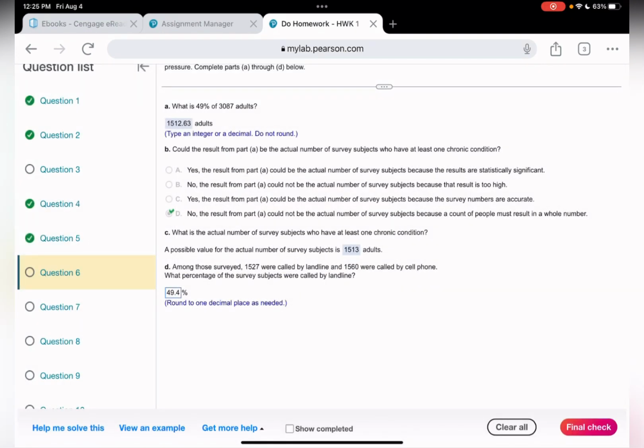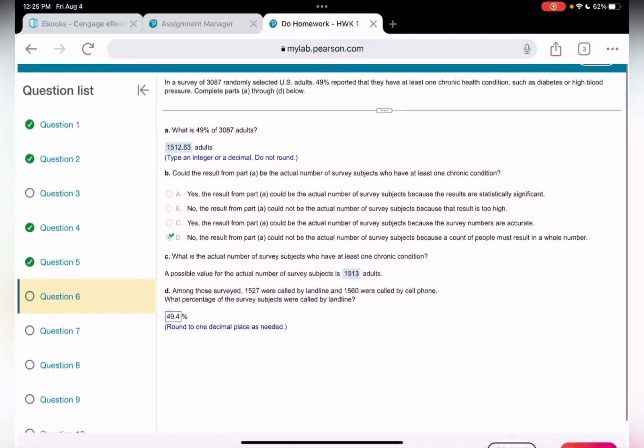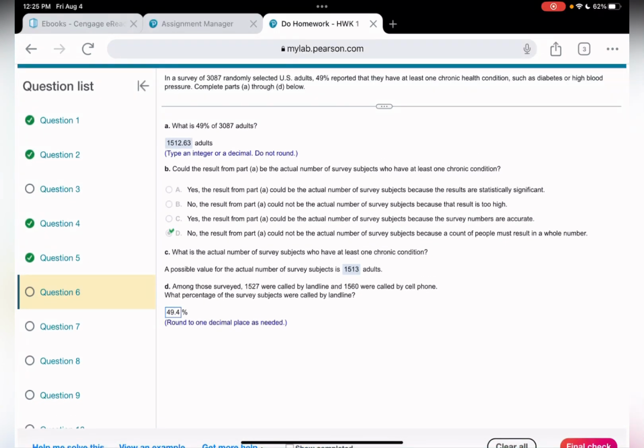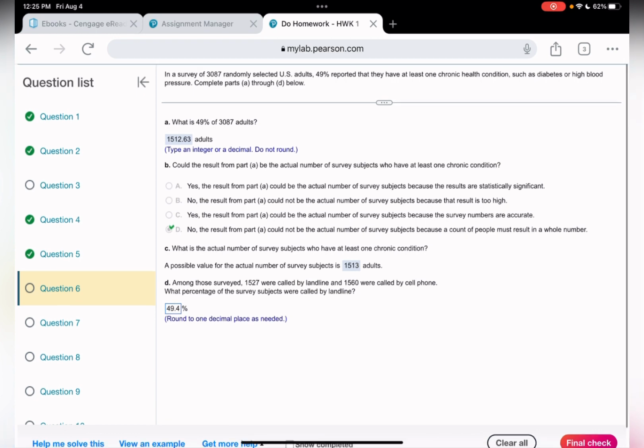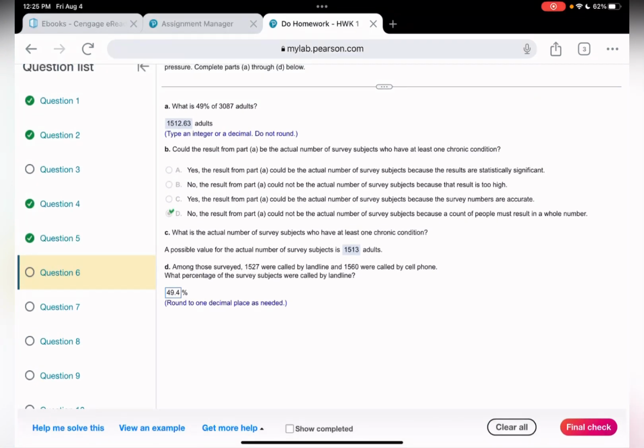Maybe this is... I used 2 attempts. If one more attempt is also wrong, then I have to start another case. So let me see. 1527, that's the landline, divided by 3087. Well, I got 49.5. Well, I'm going to open the answer. Let me see what it is. I'm curious.